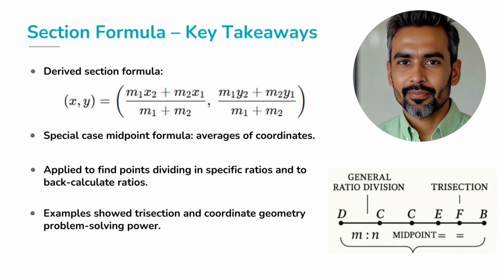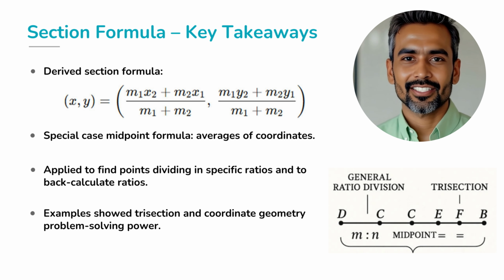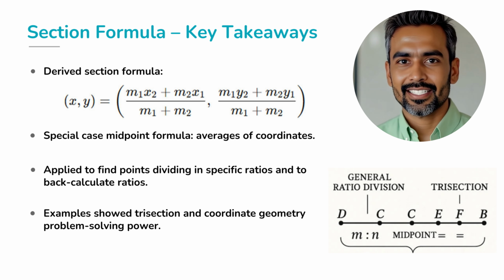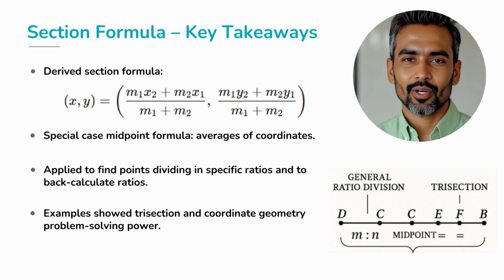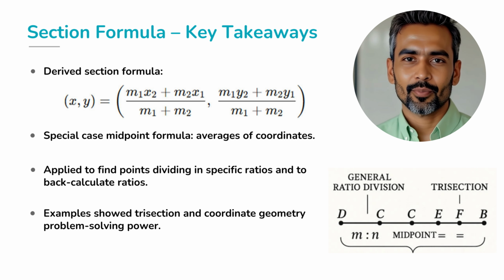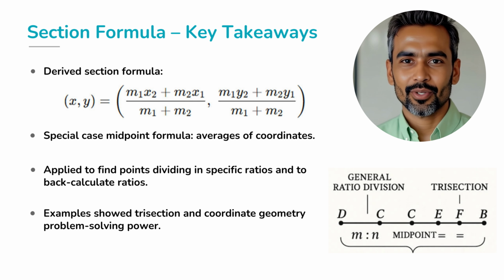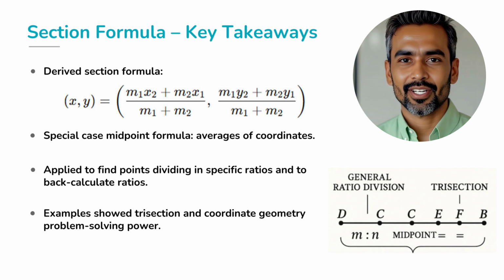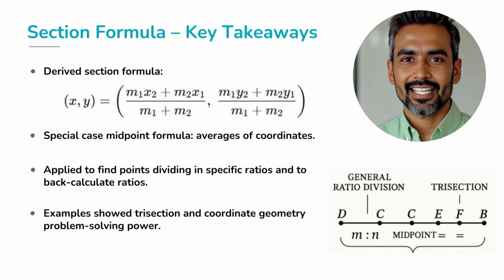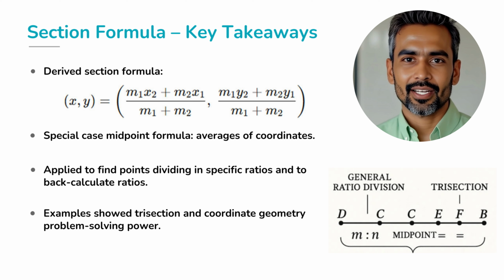So let's recap. The section formula tells us if a point divides a line in ratio m1 is to m2, its coordinates are open bracket m1x2 plus m2x1 over m1 plus m2, comma m1y2 plus m2y1 over m1 plus m2 close bracket. We saw the midpoint as a special case. We solved problems where we calculated points, back-calculated ratios, and even trisected a line. The beauty is that algebra and geometry join hands here. With just a little formula, we can locate any point along a segment, no ruler required. And that's the magic of the section formula.